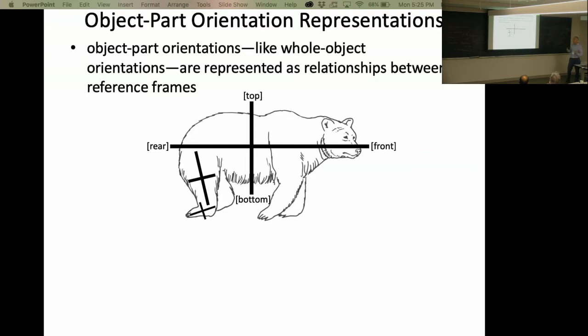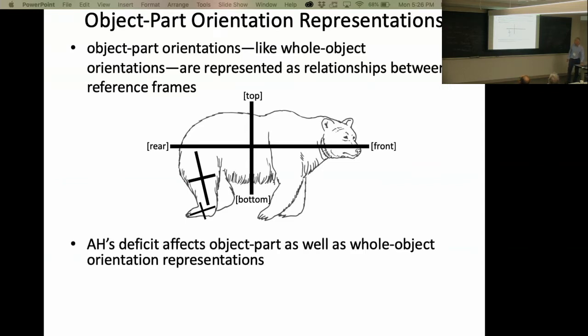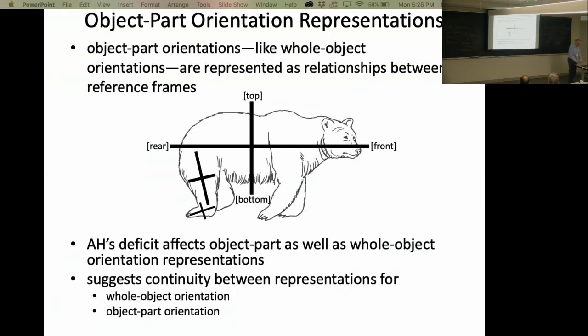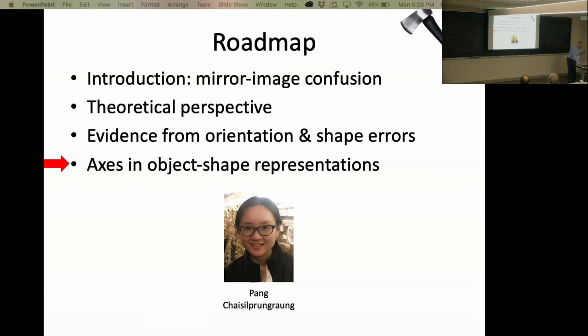And we need to do this in exactly the same way as I've talked about before, location and orientation representations for parts relative to other parts. And what this result from AH suggests is that her deficit affects object part as well as whole object orientation representations, and suggests there's some continuity between the representations for whole objects and for object parts, which I think is an interesting consequence.